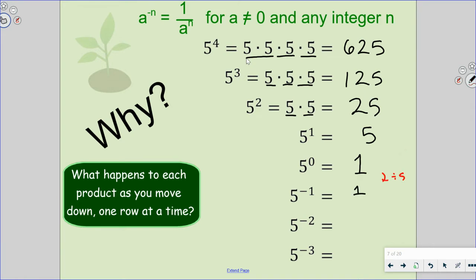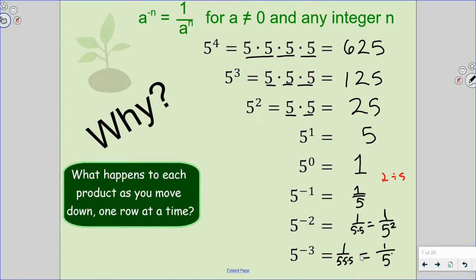1 divided by 5. Well, I suppose we could write that as 1/5. Divided by 5 again, 1 divided by another 5. I almost could have said 1/25, but I'll just leave it in power form. And then, of course, this one divided by 5 again, and you get 1/5 to the third.